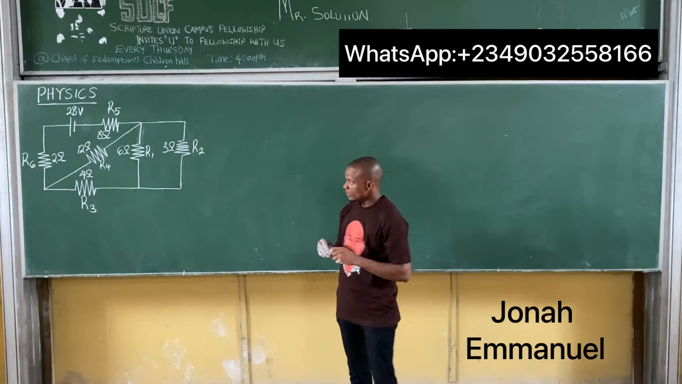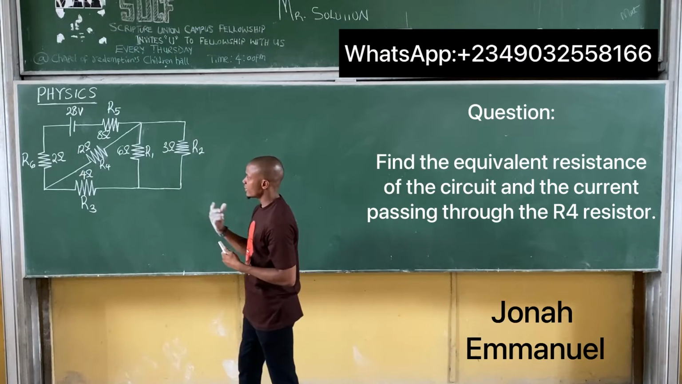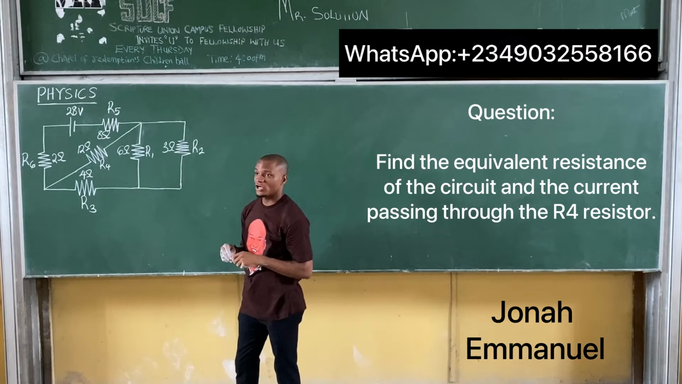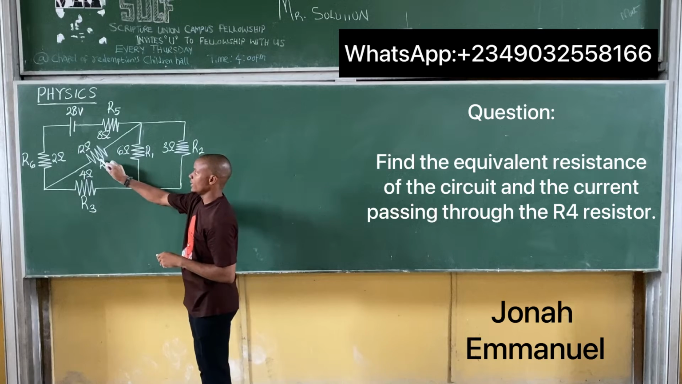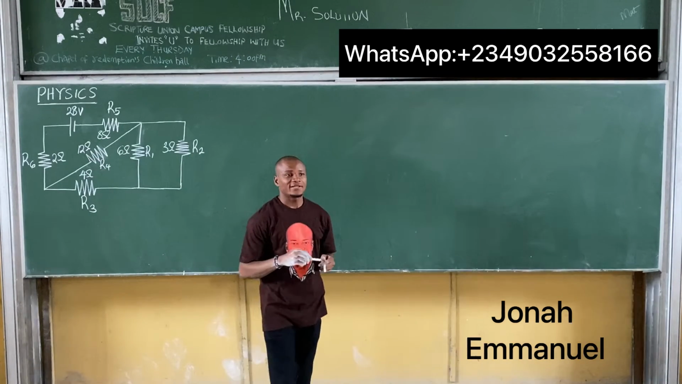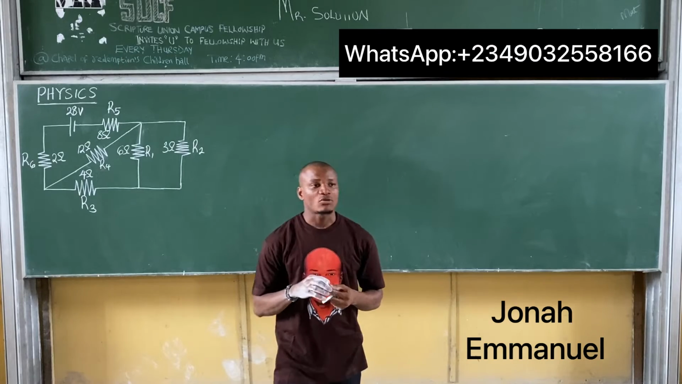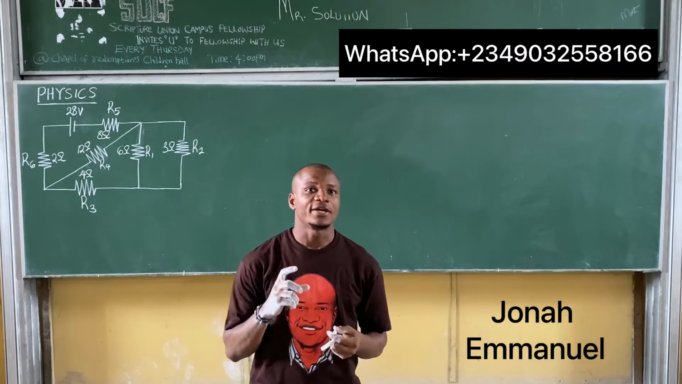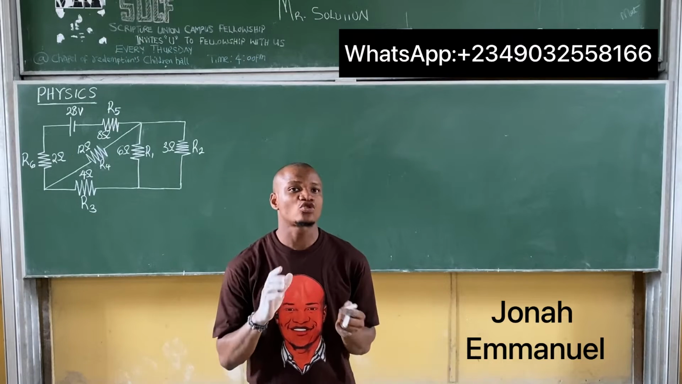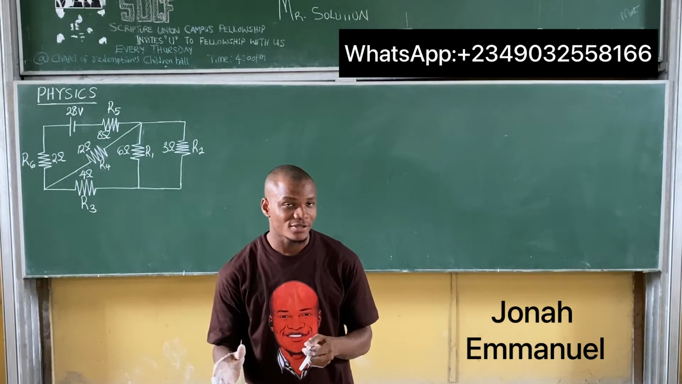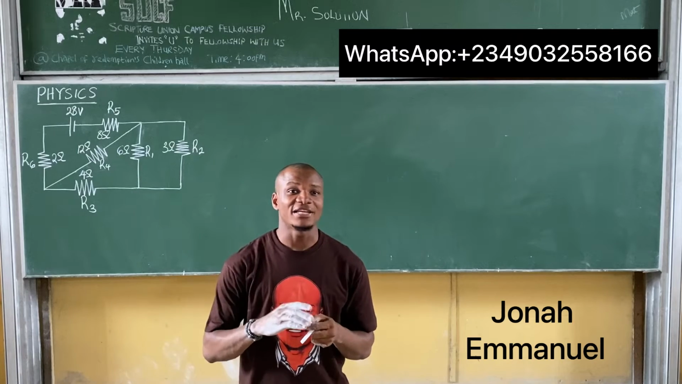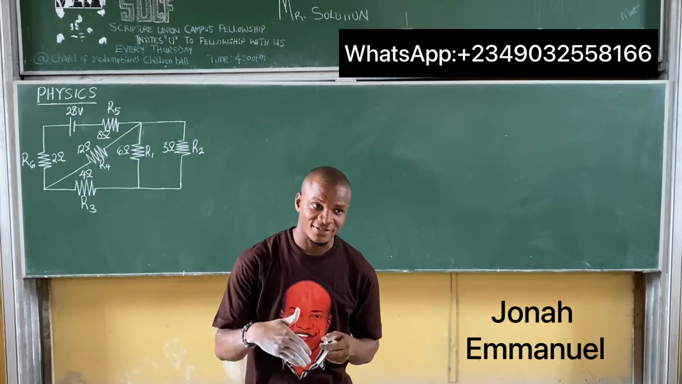The question says, find the equivalent resistance of this circuit and the current passing through this one here, the R4 resistor. That's the question. First things first, just for the notes, an equivalent resistance is a singular resistance that will have the same value as two or more resistances arranged in either parallel or series. That's a past question too.